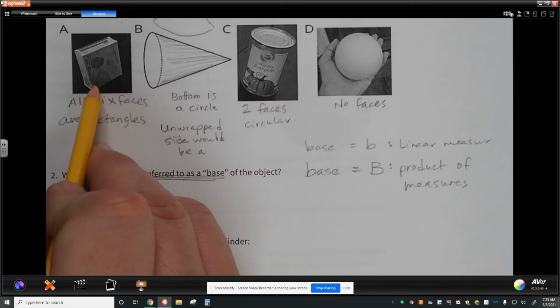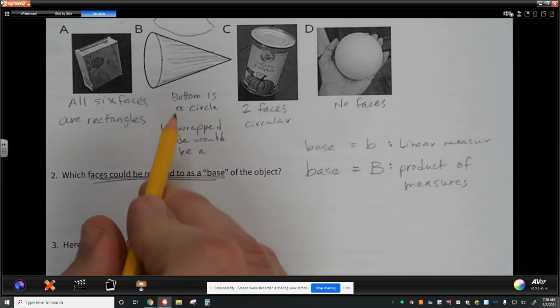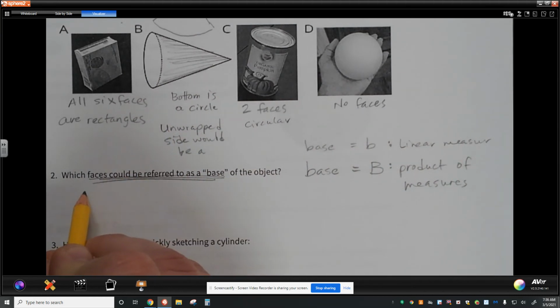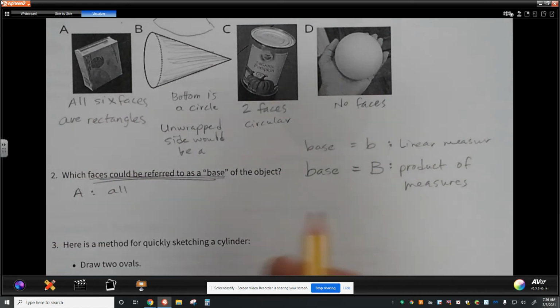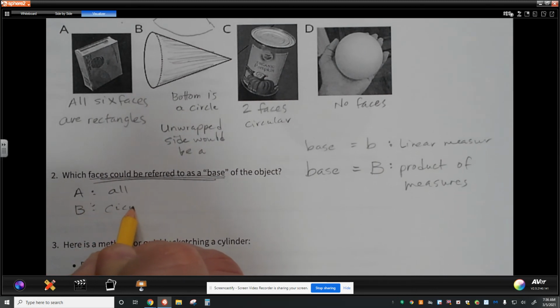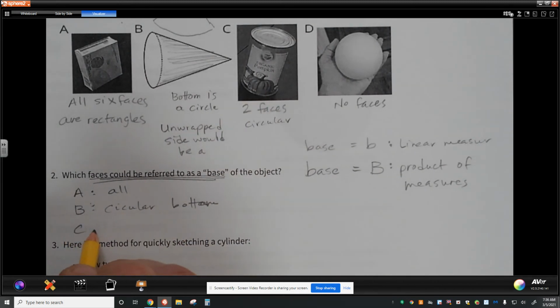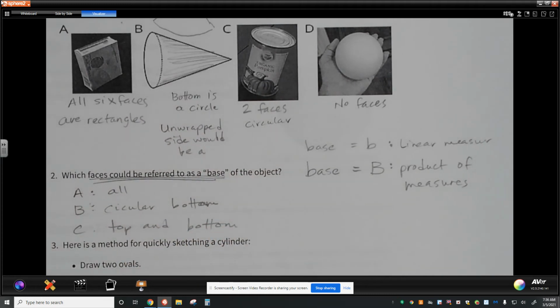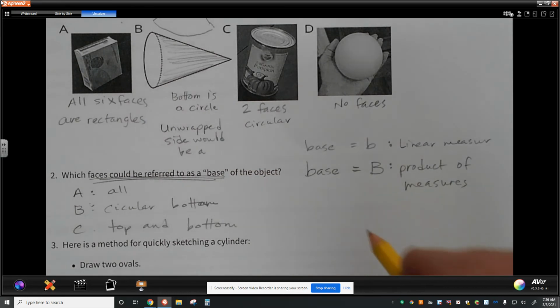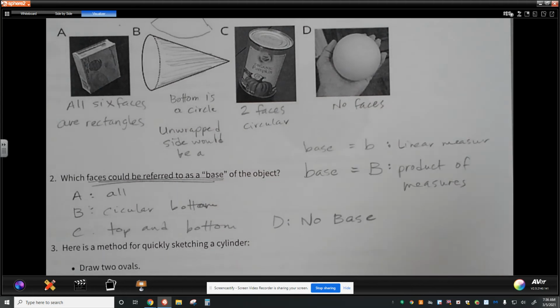Well, if it's rectangular, we could have that one. If the bottom is a circle, we could do that one. So we could have the faces that can be referred to as a base, A, all of those ones could be bases. And B, just the circular part, the circular bottom. And then C, top and bottom. Okay. So pay attention to those pieces. D, no base.